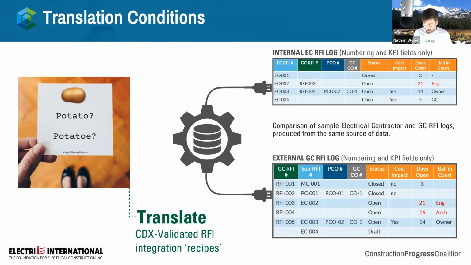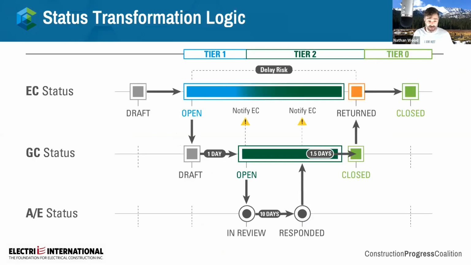But really that logic is already kind of getting into our next level, which is the transformations, and a transformation exchange really would look at things like statuses. So for those from industry that understand that an RFI goes through different statuses depending on if you're in the electrical contractor's platform versus if you're in the general contractor's platform versus if you're in the architect engineer's platform, and the time that they have that is different.